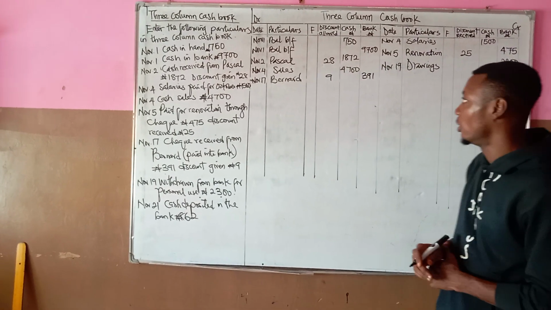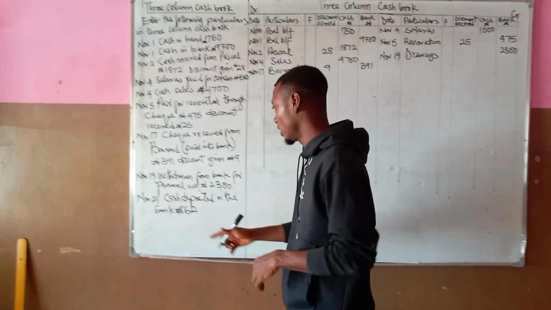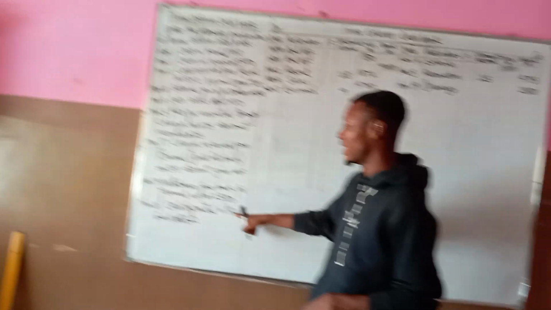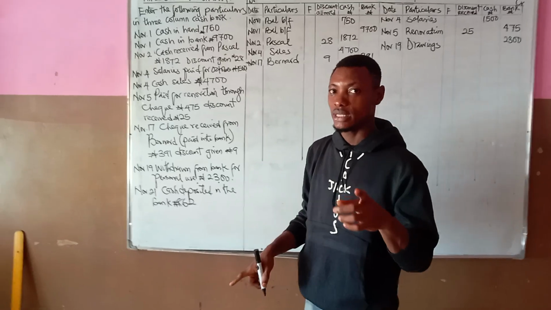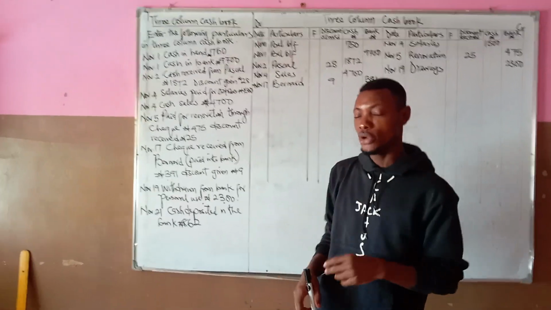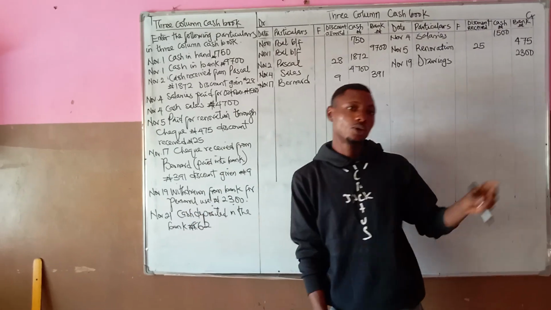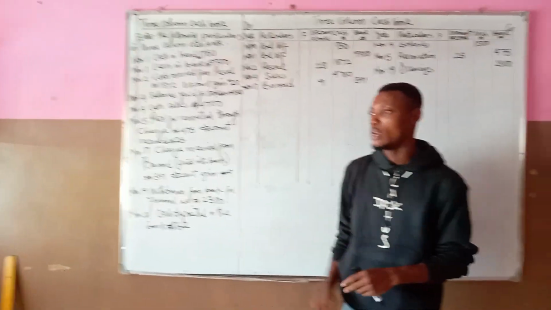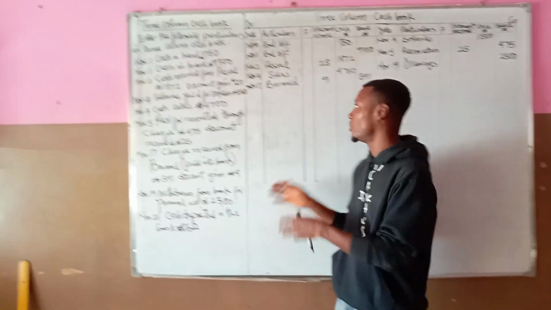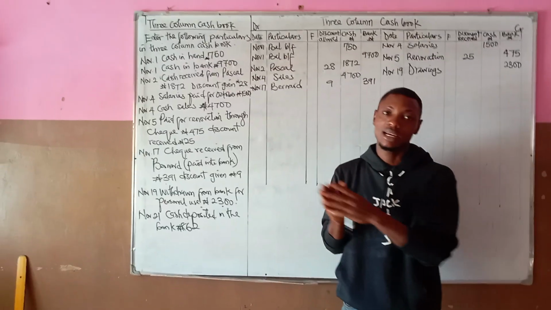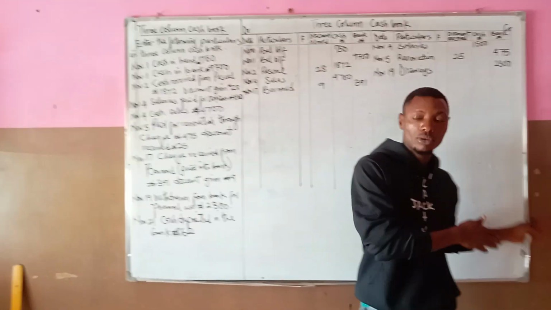Then the last one, November 21, the last particulars we had. It said cash deposited in the bank. This is an example of a contra entry. Remember, a contra entry is recorded both on the debit side and also on the credit side. The one that is increasing will be posted into the debit side, and the side that is reducing will be posted into the credit side.